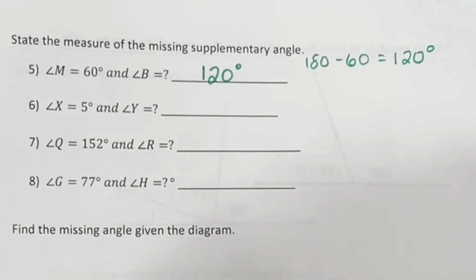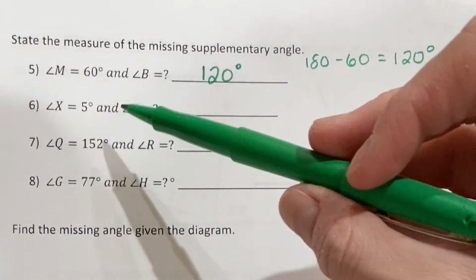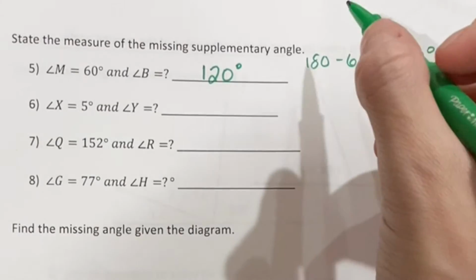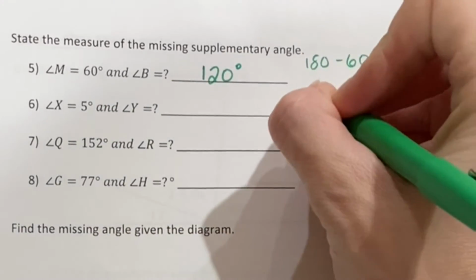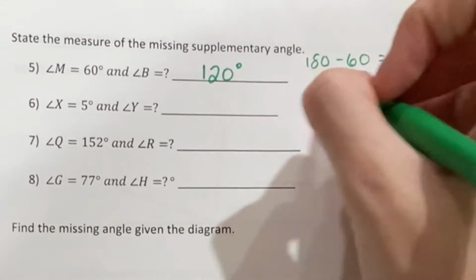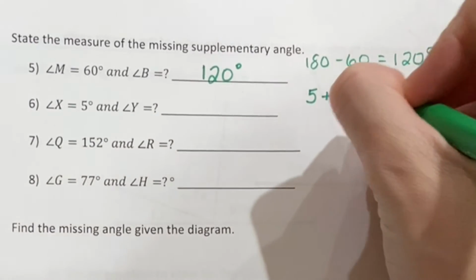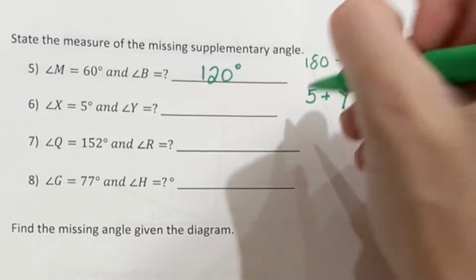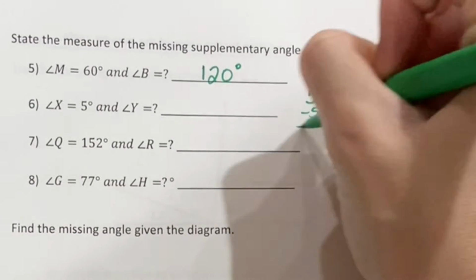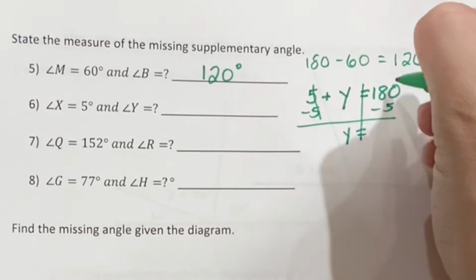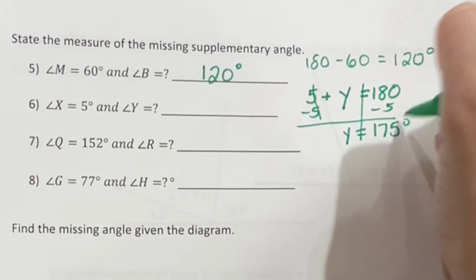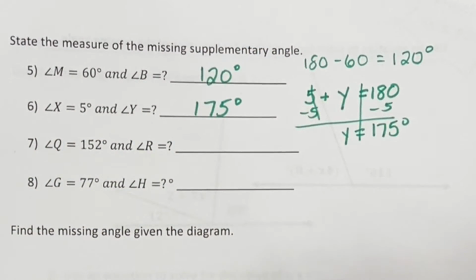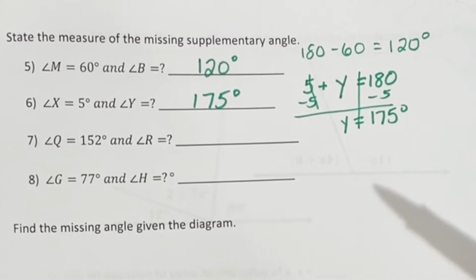Then for number 6, I have x equals 5. So what would angle Y need to equal? I know supplementary angles add to give me 180. So angle X plus angle Y would need to equal 180 degrees. So I set up an equation there. Then I subtract my 5 on both sides. And I get angle Y would need to equal 175 degrees. So we want to get in that habit of using that equation.